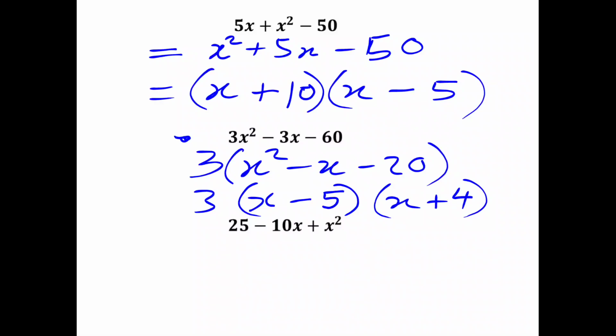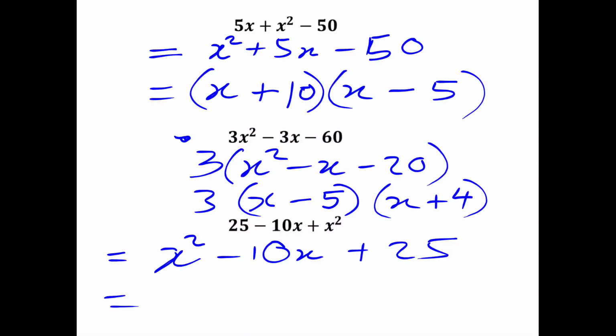This one here needs to be rearranged. So when you rearrange this as x squared minus 10x, be careful how you arrange this, and then plus 25. Now it is in the order that we can then say we can use this trinomial method.